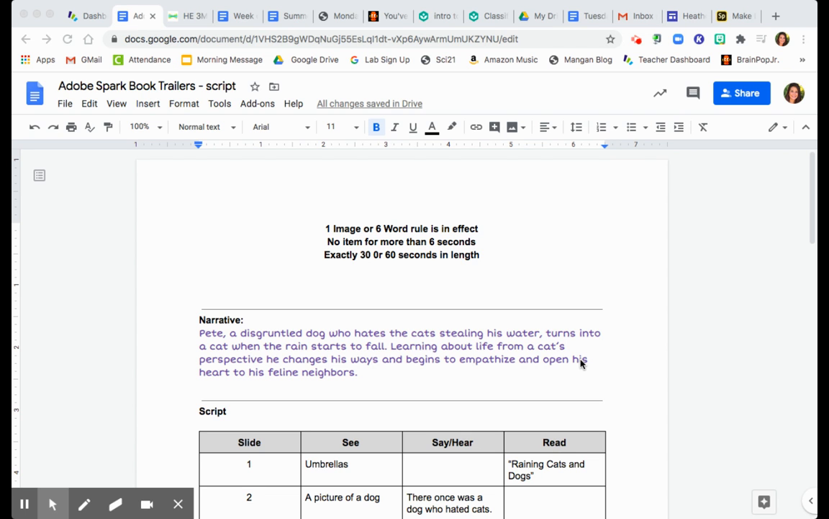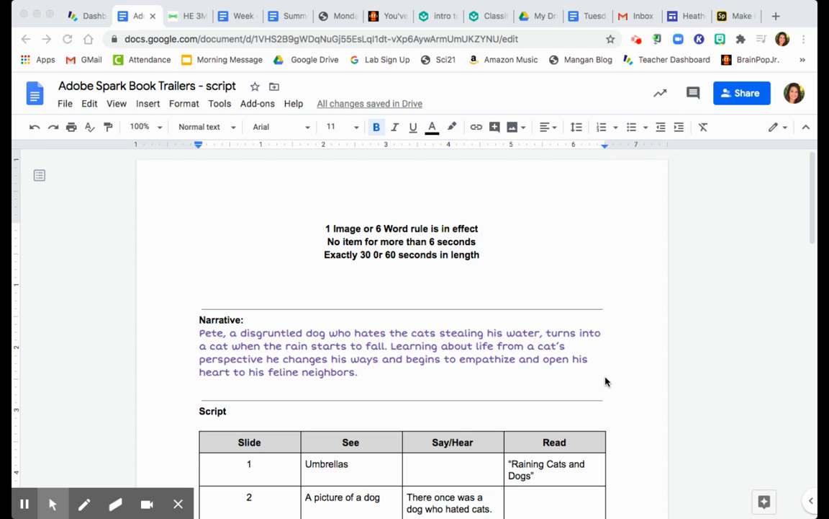Just like you wouldn't want to see a movie trailer that gives away the ending of the movie, you don't want to write a narrative or create a book trailer that gives away the ending of your book. So try to go with maybe 3, 4 sentences. What are the big ideas? Who are the characters? What's the problem? And maybe find a sentence to leave us hanging.